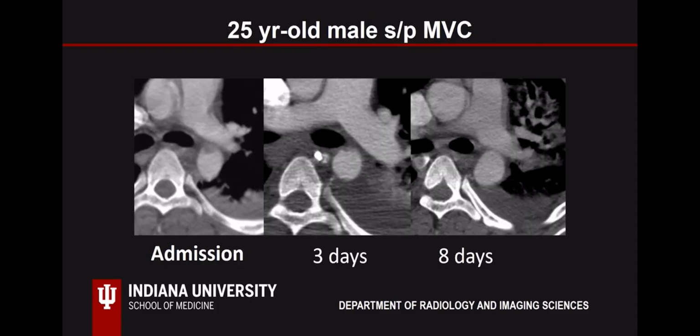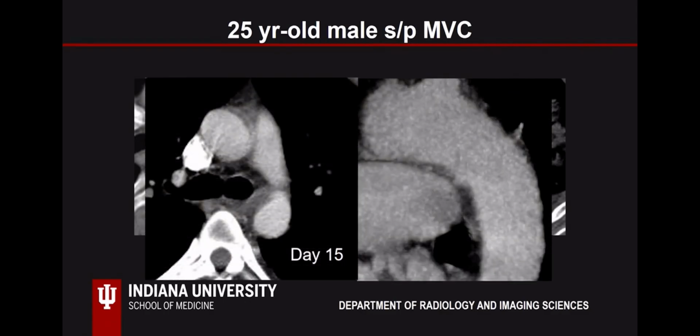Let's look at some other images on a 25-year-old male following a motor vehicle collision. At admission, there is an intimal injury with intraluminal thrombus, which partially resolves on 3-day follow-up. After 8 days, the intraluminal thrombus has resolved. However, there is subtle contour deformity of the aorta at that level. 15-day follow-up shows interval development of a small pseudoaneurysm at the site of previous injury with small amount of periaortic hemorrhage. This is not the typical course for patients with minimal aortic injuries, though it can occur.